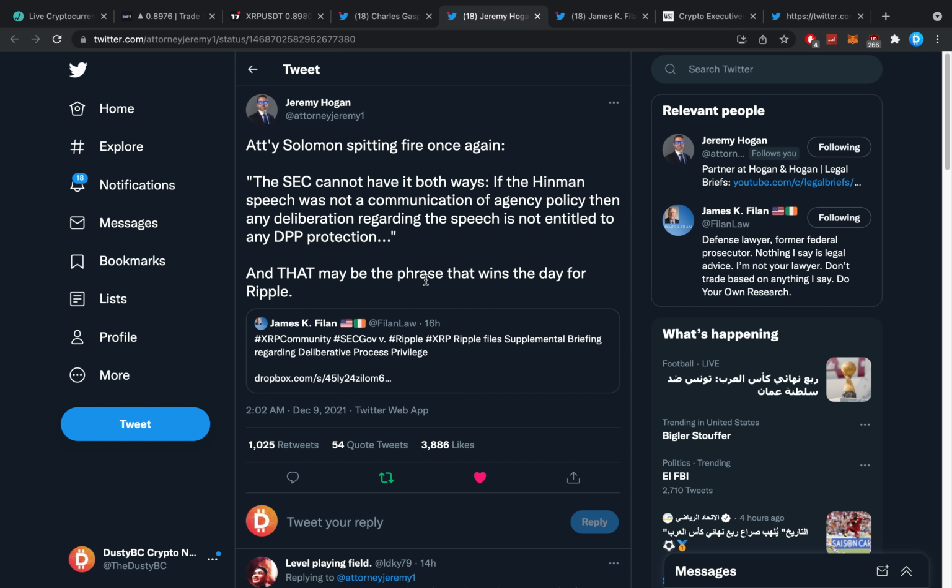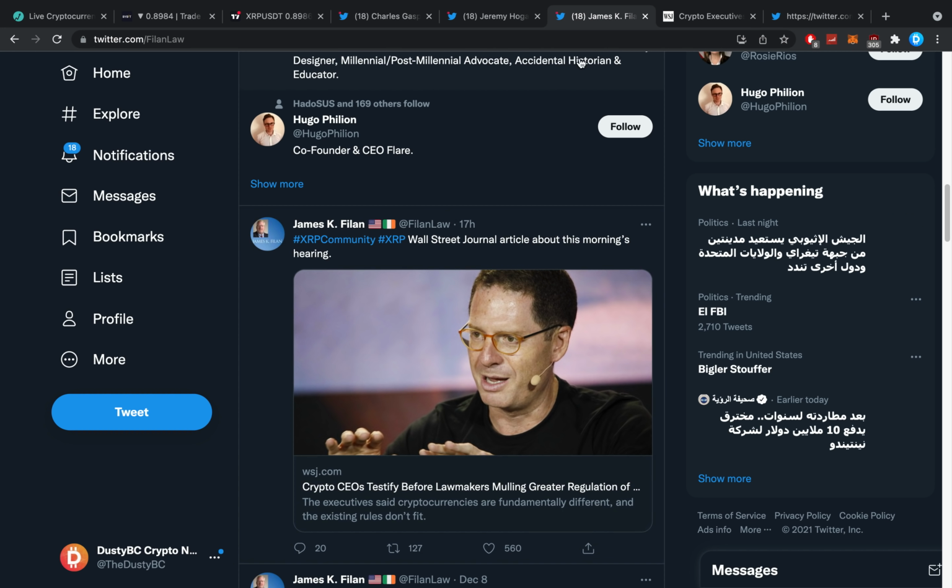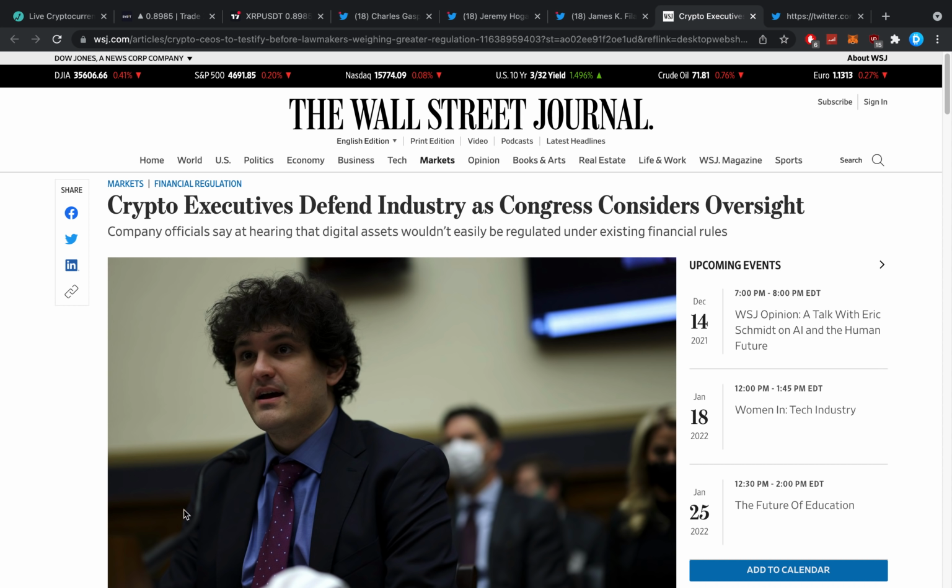And that may be the phrase that wins the day for Ripple, because if, again, this is the case, if the DPP cannot be used, Ripple gets those documents and they might actually get some really crazy headway off of that. Let's see.